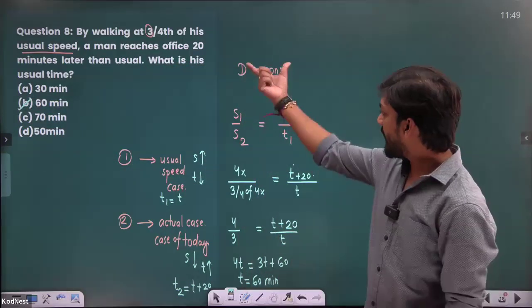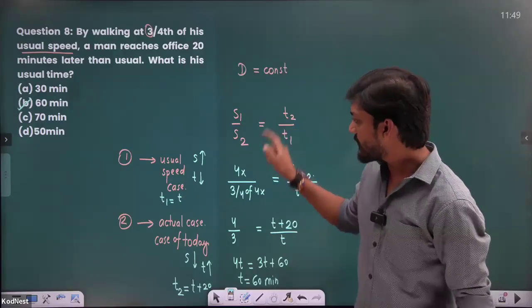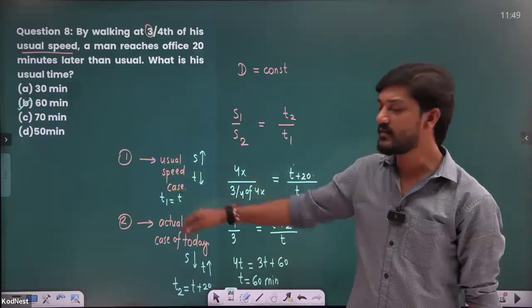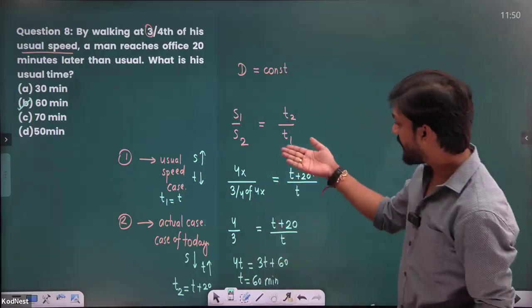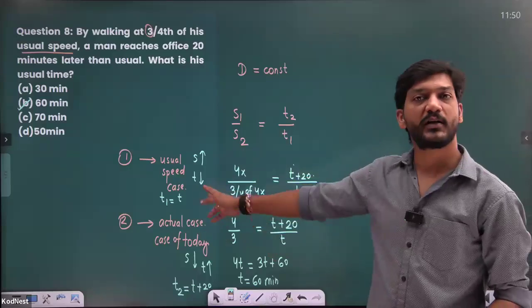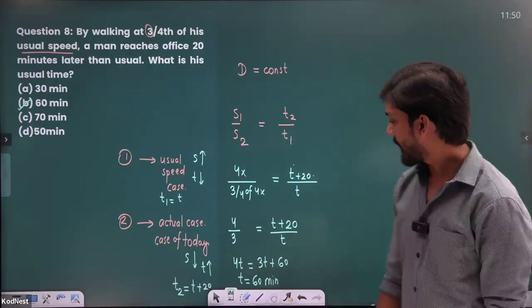So we have applied the proportionality, carefully understood what 1 means, what 2 means. So 1 means usual speed case and 2 means the case of today. Okay. So with this, we have written the values as per the relations which are given in the question, and we have got the answer. Carefully see it once.